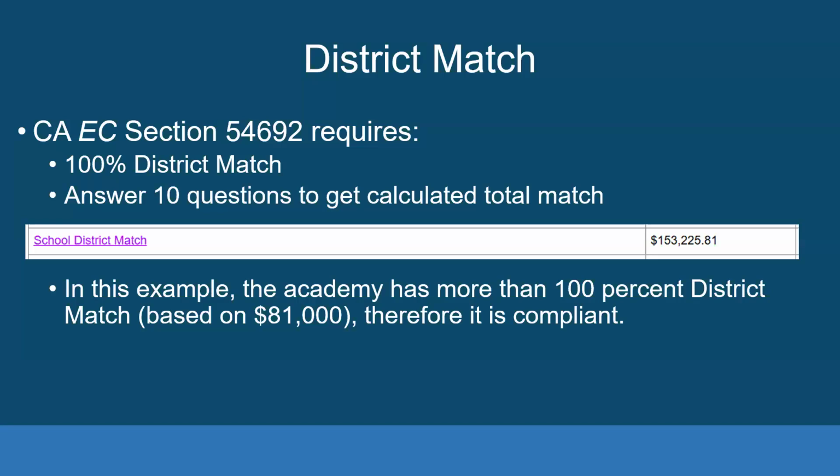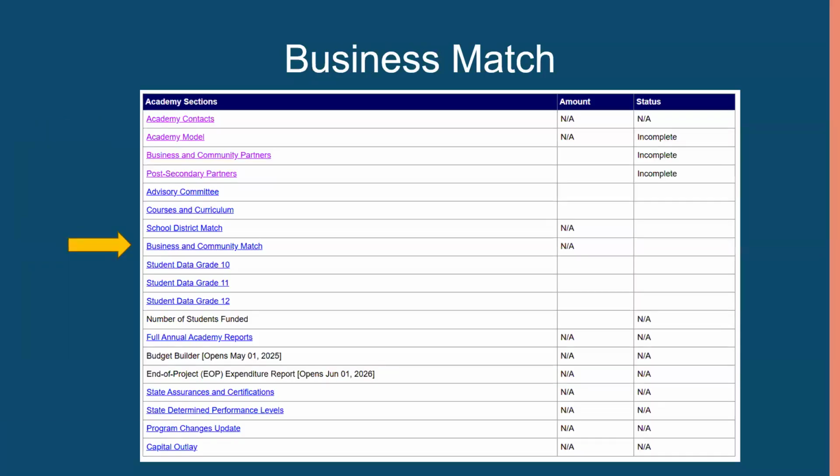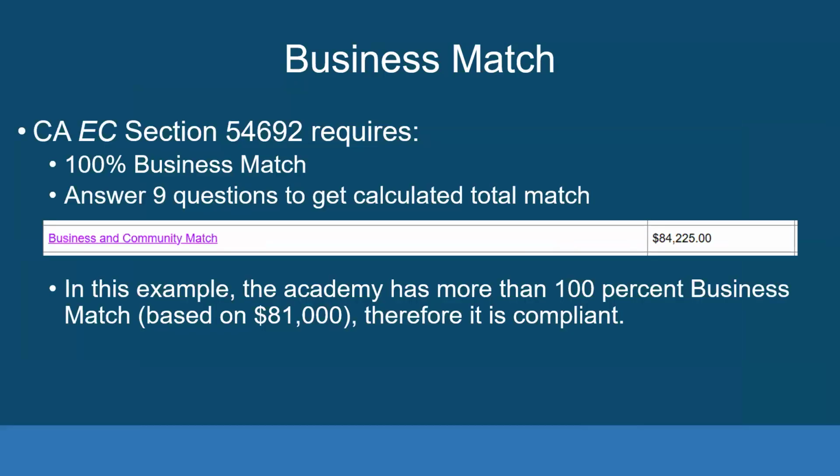That's for later. Okay. So moving on, we also want to see that we have an equal business and community match. So you'll click that one, same section of Ed Code, same requirement, 100% business match. Here you'll answer 9 quick questions. That's going to give you a calculation of your total match. In this case, we see an academy where the business is contributing $84,000, just over that, and they are compliant, right? Because if they're fully funded at $81,000, this amount is at or above that.